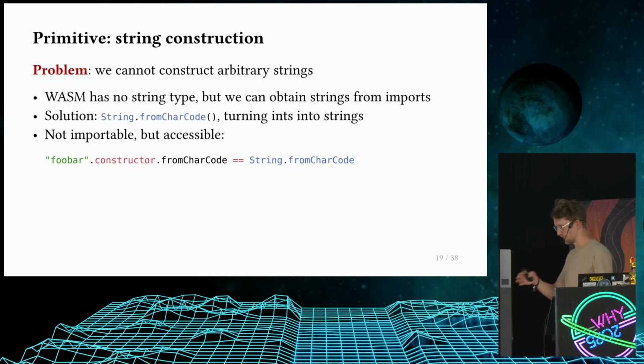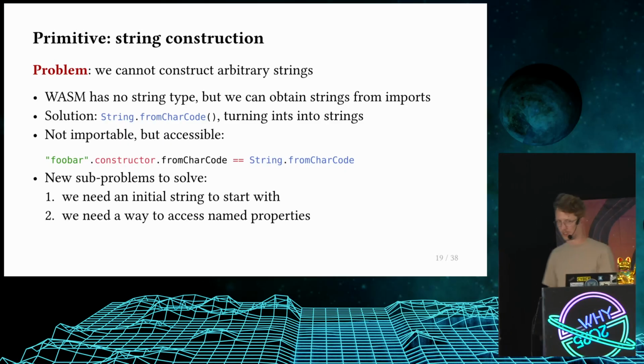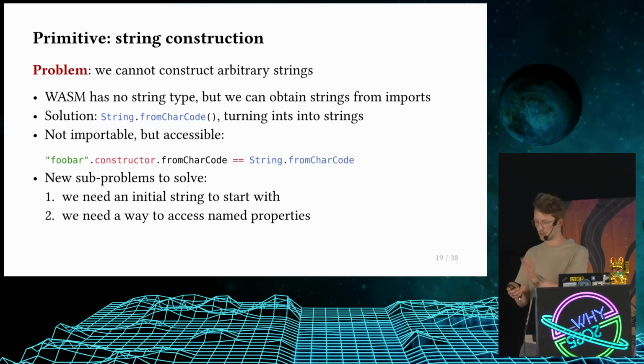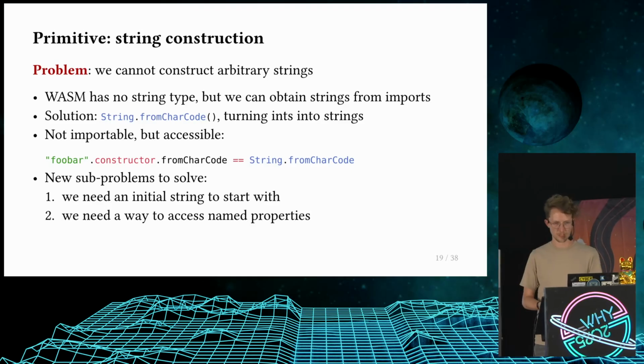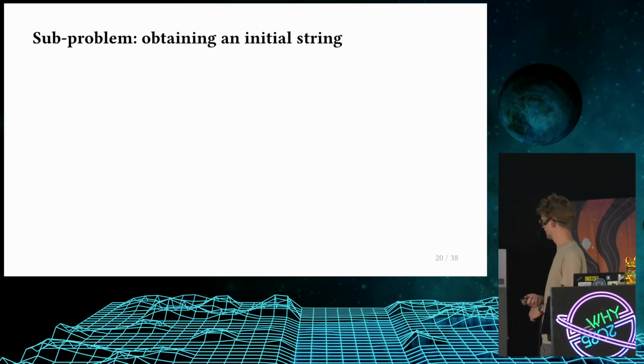However, we can get to it indirectly if we have any string, like "foobar", it doesn't matter, and then take its constructor property, which is going to be the String constructor as well. So two property accesses. But this gives us a couple of new problems. One, we have no strings at all, so we still need an initial string. And two, we need a way to access these properties to get to fromCharCode. So, again, zooming in: the problem of getting an initial string.